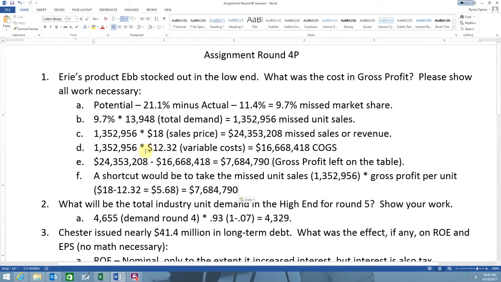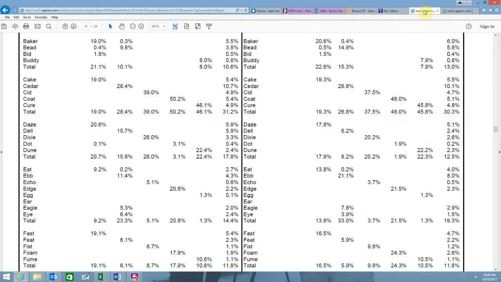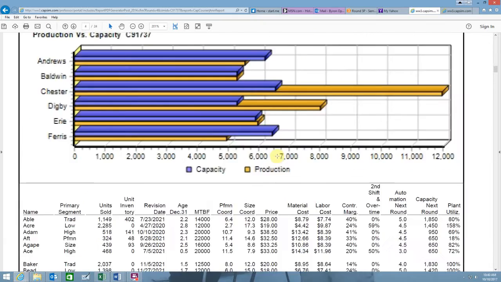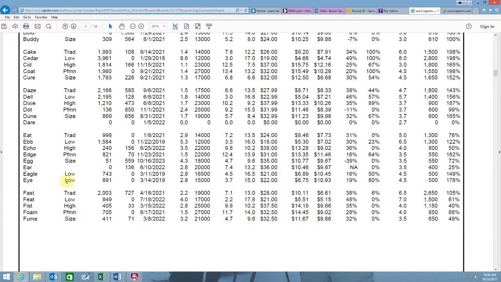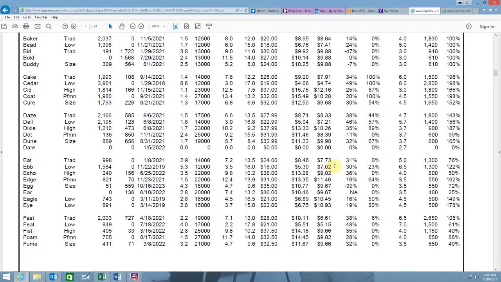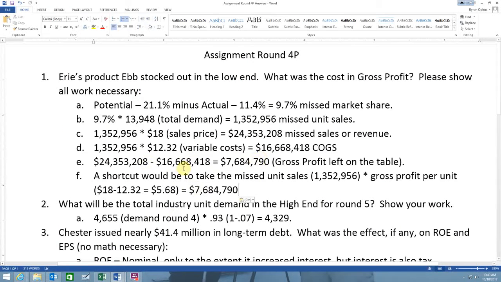And if we calculate what its variable cost was, the $12.32, and where do I get that? Well, I got to go up and look at Ebb in the production analysis, Ebb, low end. $5.30 is its cost of material, and its cost of labor then is $7.02. So I combine that, and I come up with $12.32 for my total variable cost per unit.